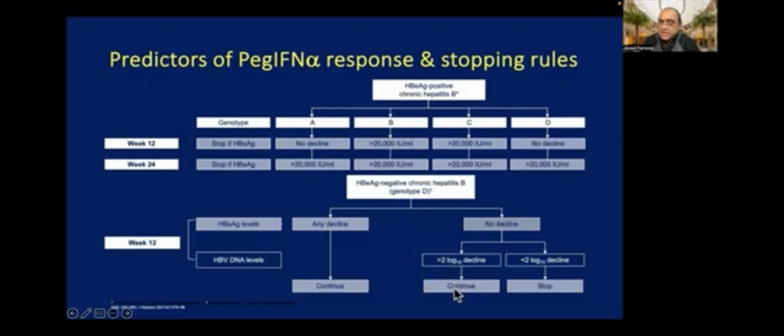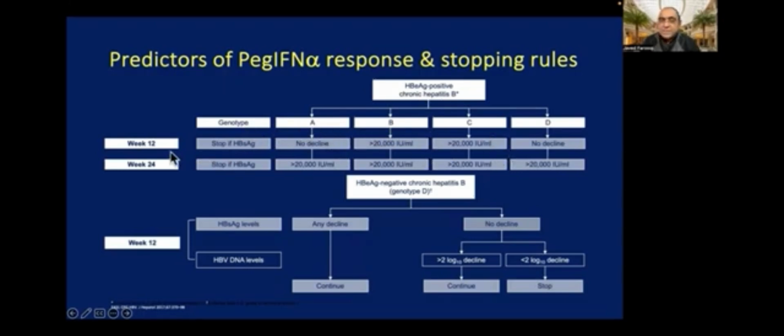More than 2 log decline, again continue. Probably this patient is going to respond. Less than 2 log decline, we stop treatment. This is the stopping rules for HBe antigen negative. What about if the patient is HBe antigen positive chronic hepatitis B and you have started this patient on pegylated interferon? It depends upon genotype A, B, C, D.